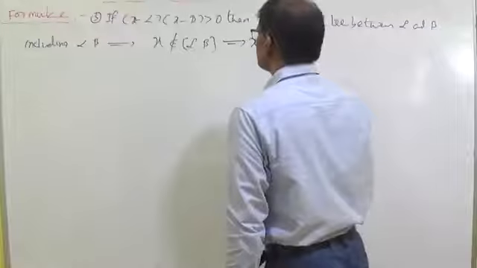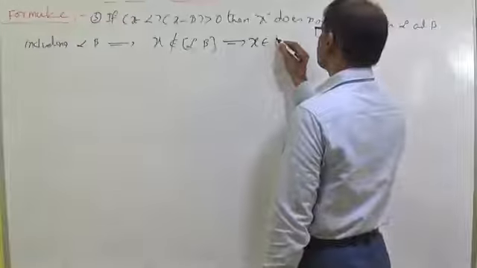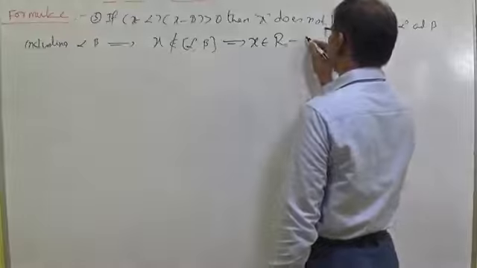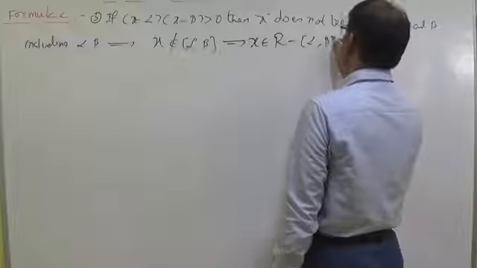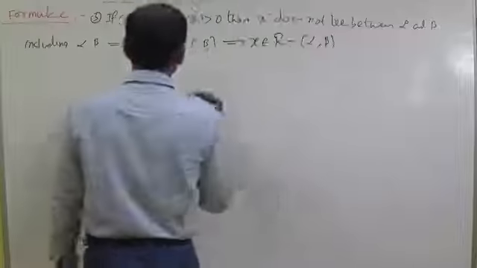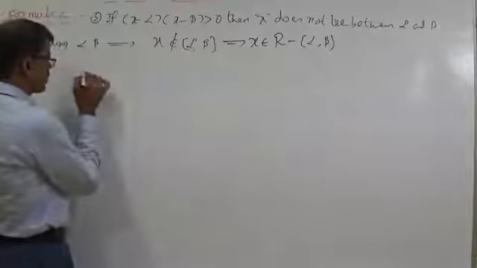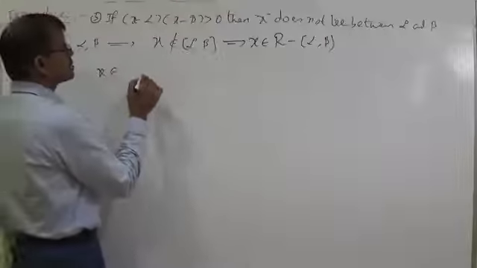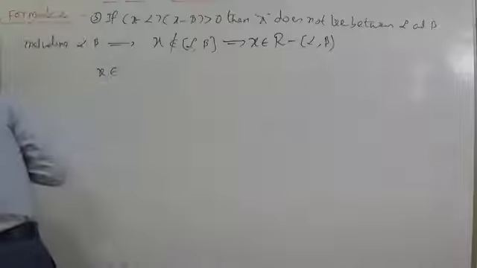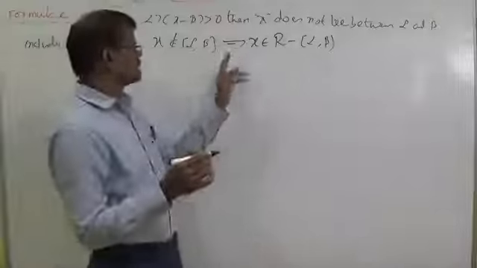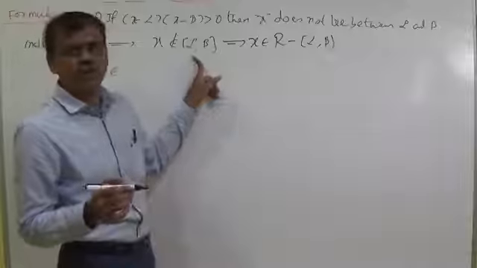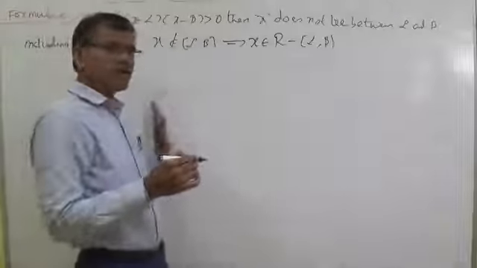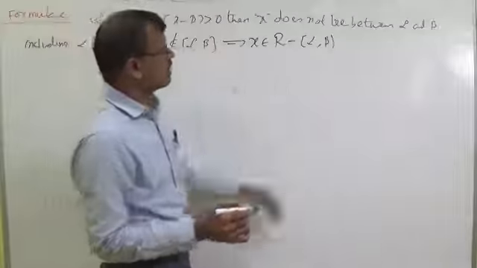X belongs to R minus the interval alpha comma beta, the real numbers minus alpha comma beta. You can understand this as x does not lie between alpha and beta, so x is less than alpha or greater than beta.